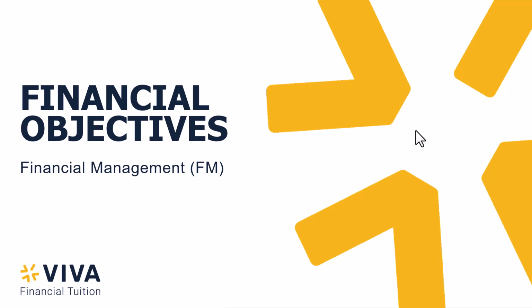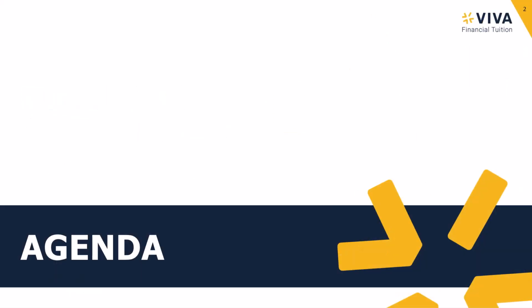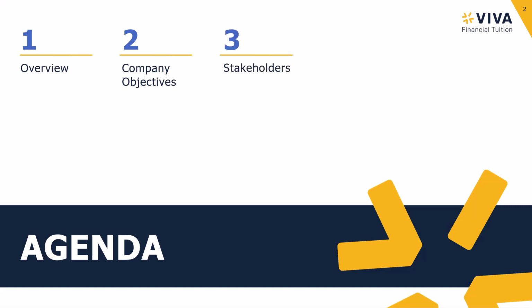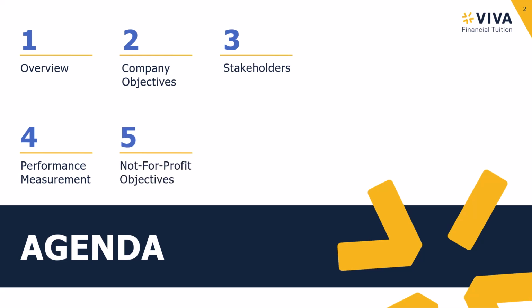Hi everybody, on today's session we'll be looking at financial objectives and also the financial management function. We'll be looking at a general overview of what we mean by financial objectives. We'll then move on to look at company objectives, stakeholder groups, performance measurement, and finally we'll finish off briefly looking at not-for-profit objectives.